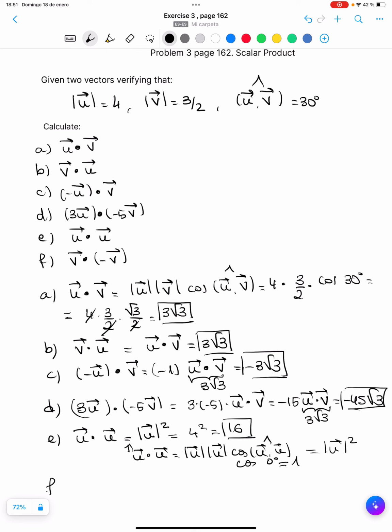And to finish, we have F. In F, we use the two properties. The associative law of scalars, that is minus 1 times the scalar product of v times v. And finally, because we multiply in a scalar way a vector by itself, we have the magnitude squared of this vector. Because we know that the magnitude of v is 3/2, we have at the end minus 3/2 squared, that is minus 9 divided by 4.